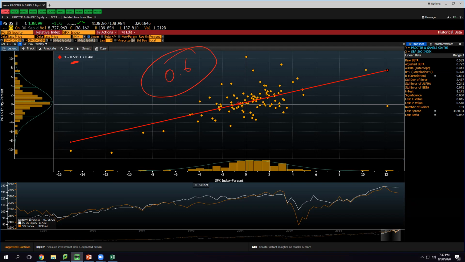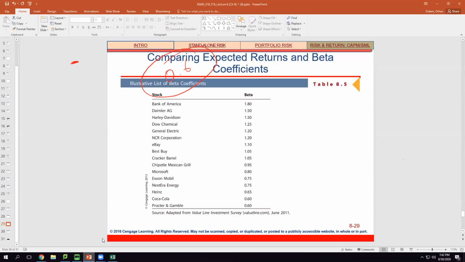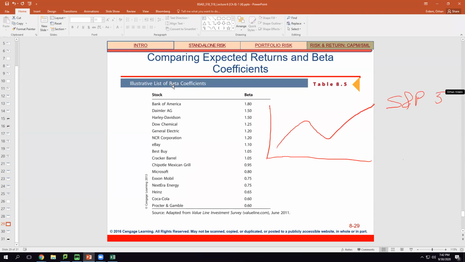Okay, so let me just show a totally hypothetical example. Assume this red line is the market, the S&P 500 index. When it goes up, Bank of America will go up more. When it goes down, Bank of America will go down more. When it goes up, Bank of America goes up more. So this is Bank of America.